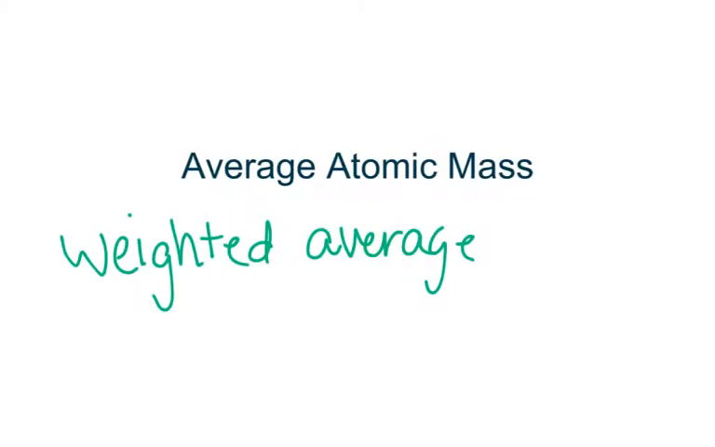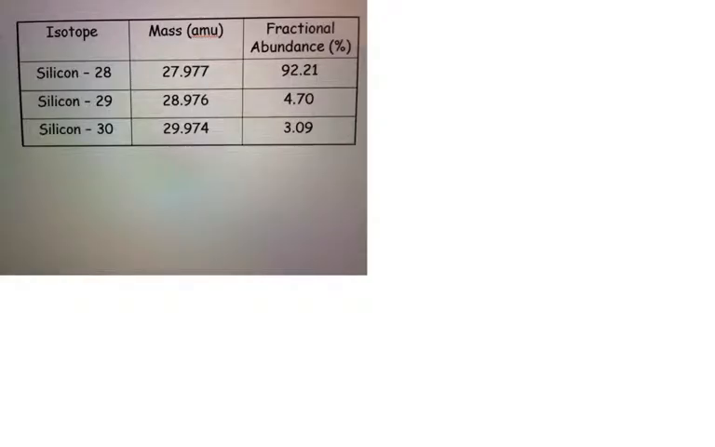All right, so let's look at this example. We have 3 isotopes of silicon. We're given the mass information of each isotope, and we're given the fractional, or the percent abundance of it. Normally you'll be given this in percent. We can ignore the fact that it says fractional.